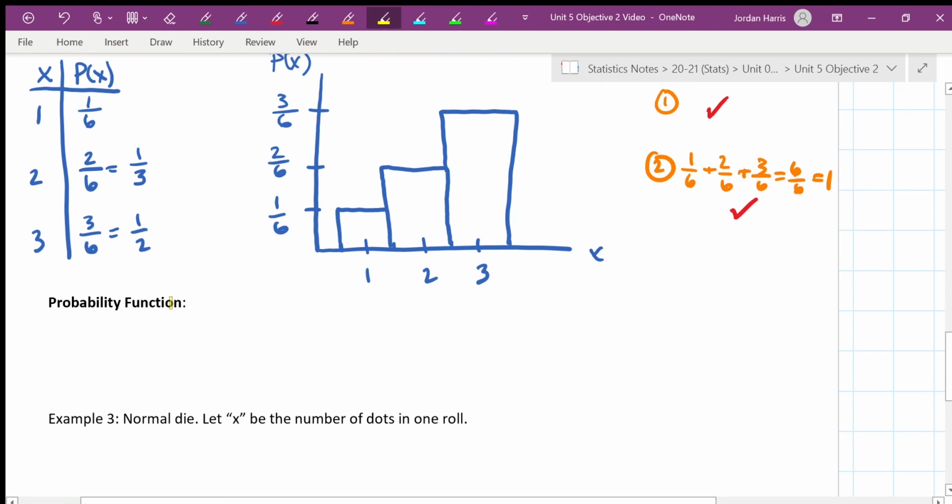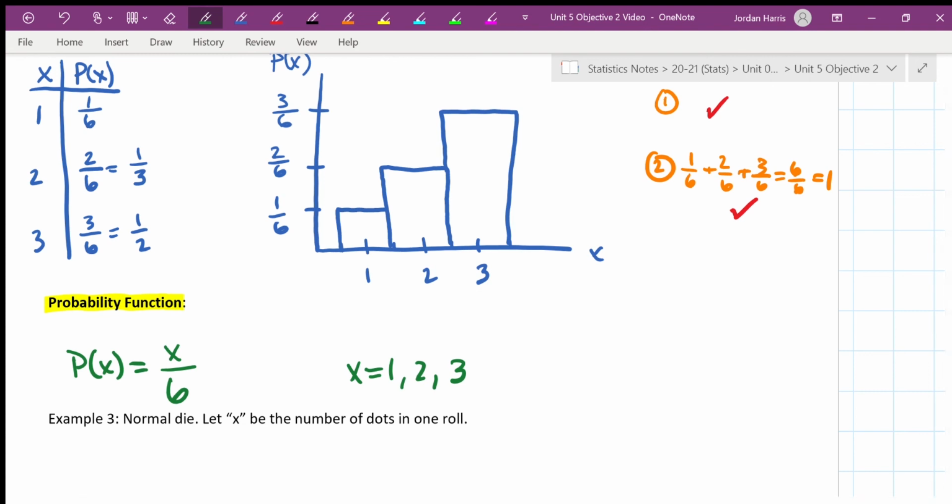Probability functions. Never going to make you write one, but you need to know how to use one. So for this problem, the probability function, P of x, represents the probability. So it's basically, if I plug in my x values, how would I get the probabilities out? Notice the x is the top number, the numerator, and the bottom number for each of these is 6. So if I plugged in 1, so that's 1 dot when I roll the die, I'd have a 1/6 chance. With 2 dots, I'd have a 2/6 chance, and with 3 dots, I have a 3/6 chance. And so that would be the function that represents it. So you need to know how to plug things in to get it. Okay?